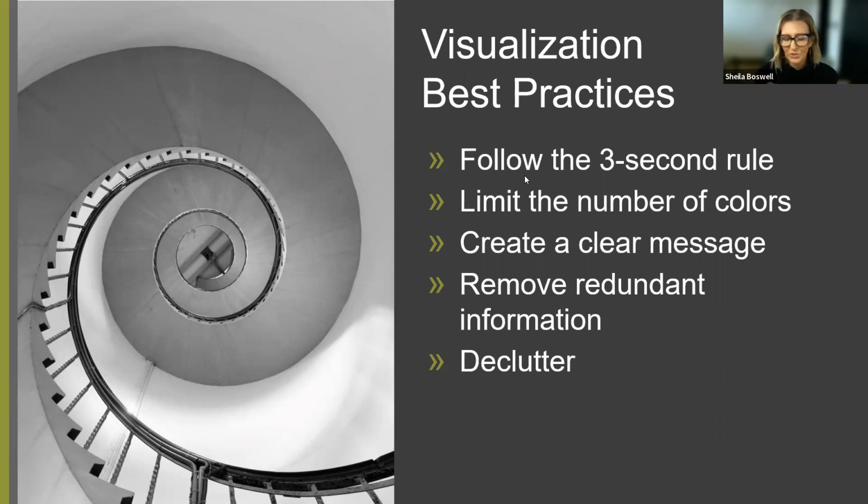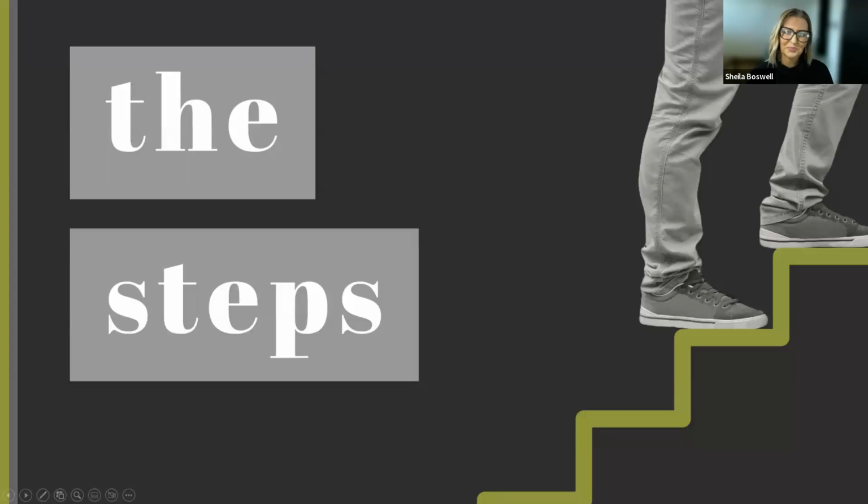So if you look at something and there's so much information, so many colors, you are going to quickly lose your audience. So we'll go in and do some cleaning up, and we're going to limit our number of colors. We're going to create a clear message with our data visualization. We're going to remove redundant information and declutter. I will show you how to get rid of some of those lines. I just love deleting lines in a chart. So, okay, let's get into these steps.